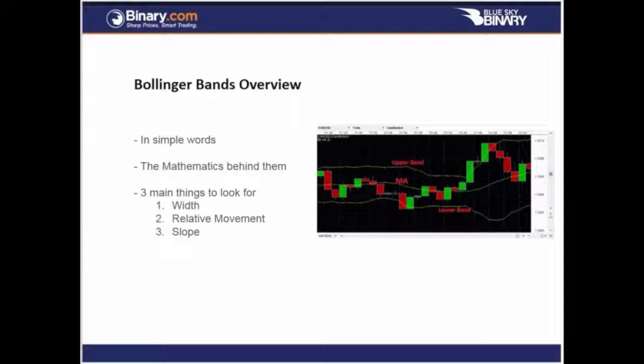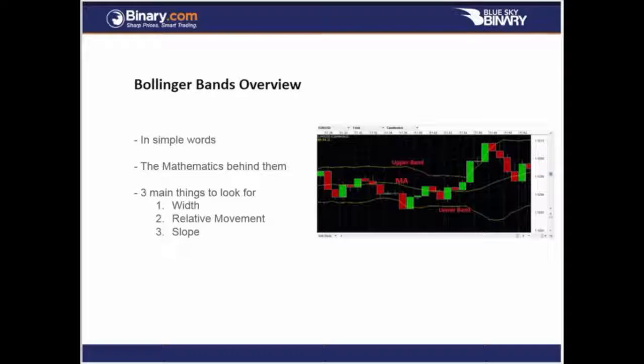Now, regarding Bollinger Bands, there are three main things to know when you're looking at them. The first one is the width. What the width of the channel represents is basically how much space the price has. The wider the bands, the wider the channel, the more volatility in the market. So this is something you should keep in mind.